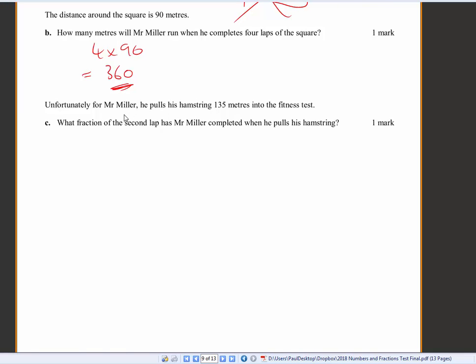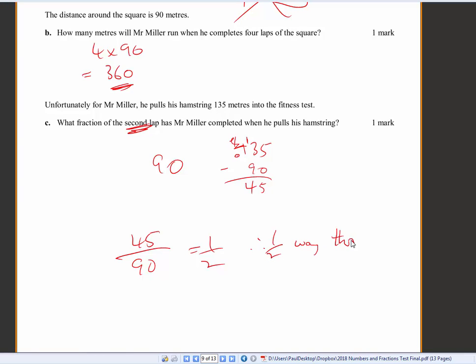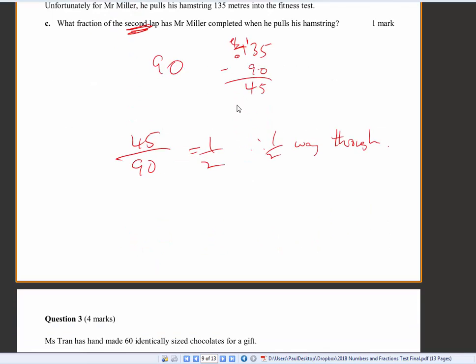Okay, unfortunately, he pulls his hamstring 135 meters into the fitness test. What fraction of the second lap? So obviously this happens on the second lap. I've done my first lap, and that was 90 meters long. So in the second lap, I've completed 45 more meters. 135 take away 90: 5 take 0 is 5, 13 take away 9 is 4, so 45. So I've finished 45 meters of that second lap, and the second lap is the same distance as the first lap, which is 90. So I've finished 45 on 90, which is exactly the same as a half. So therefore, halfway through, that's when I sadly pulled that hamstring.